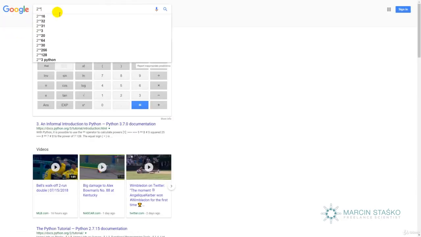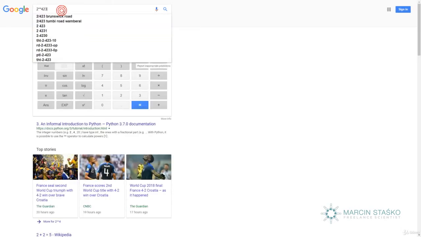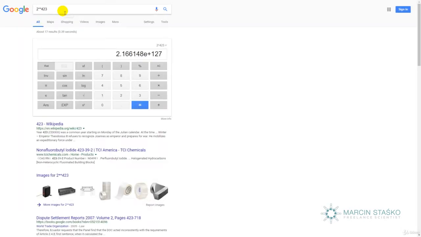2 to the power of 2, it's 4. 2 to the power of 4 is 16. 2 to the power of 423, it's the number. You can easily calculate the strange numbers.